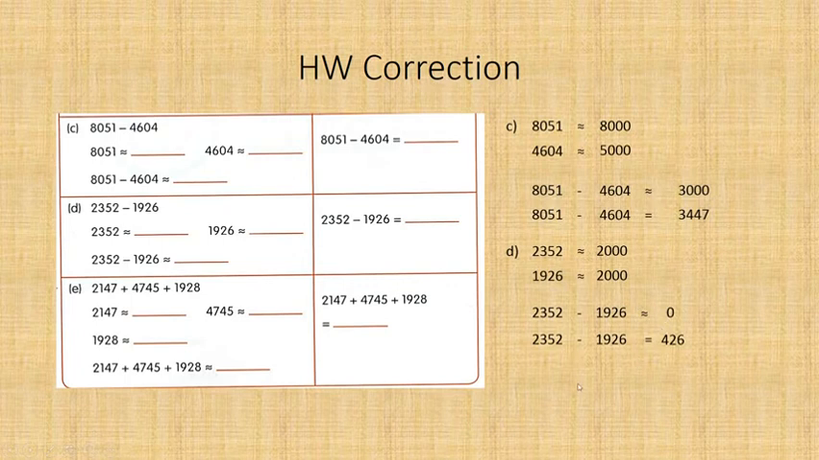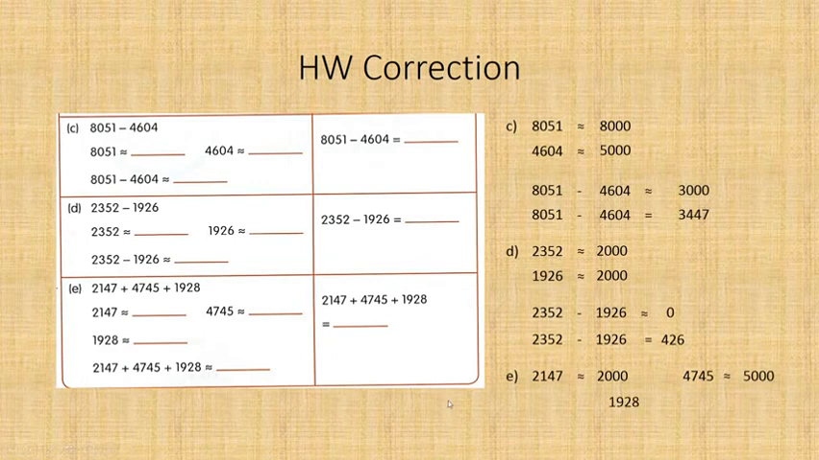Okay, question number E, it's a little bit tricky because it has 3 numbers. The first number is 2,147. I need to round it to the nearest thousand. So it's going to be 2,000 because the one in the hundreds place, which is the next door, is a weak number, so just ignore. And 4,745, if you round it, you'll find out that the answer is 5,000 because this is 4, this is the thousands. And if you look next door, it's 7. And 7 is a strong number, so if you add one more to the 4, it's going to be 5. So 5,000 is the rounded answer.